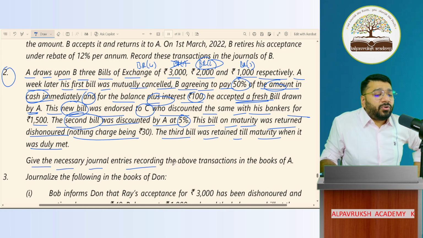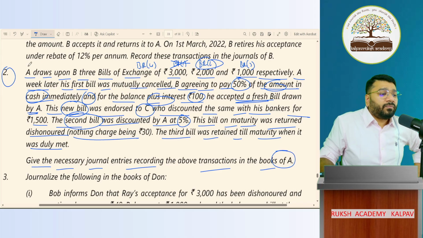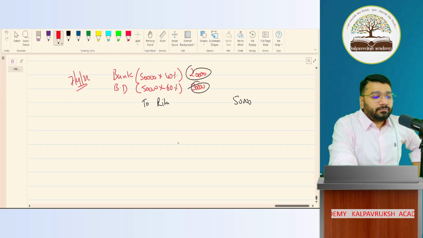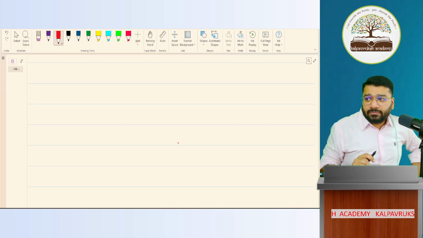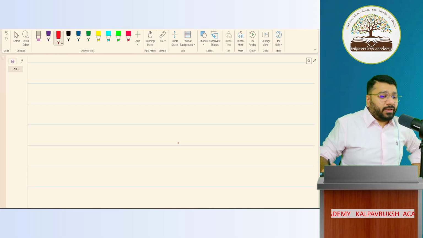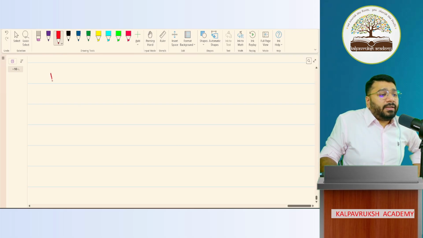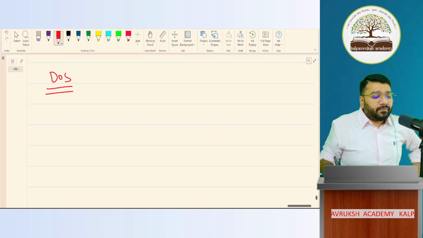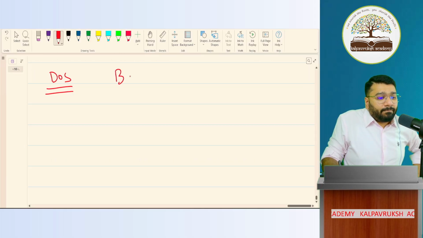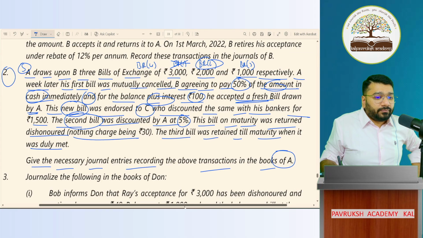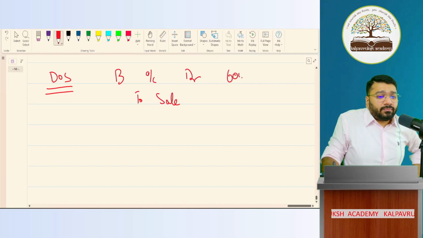Give the necessary journal entries in the books of A. Who is A? Drawer of the bill means seller, so in the books of the seller. Is a diagram required or not required? Not required? Okay. Tell me, on the date of sale, what is the entry? When A sold goods to B, what is the sale entry? B account debit to sales, total sale value 6,000.